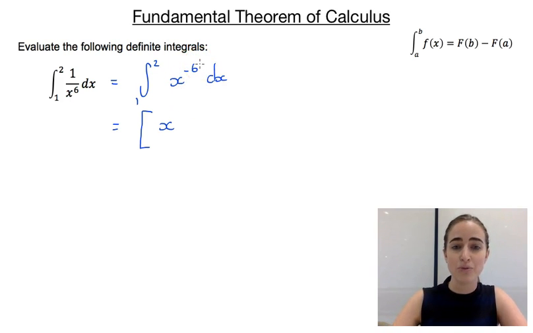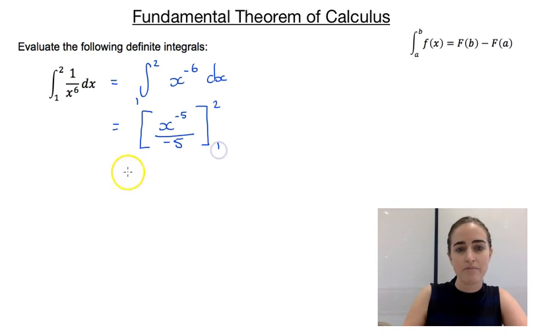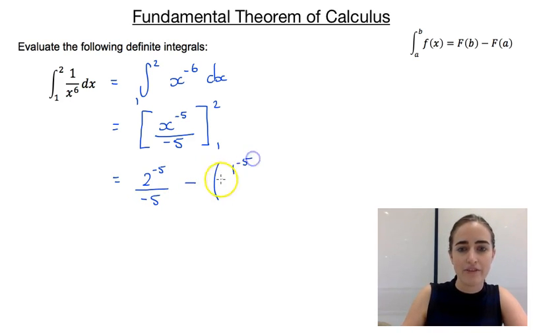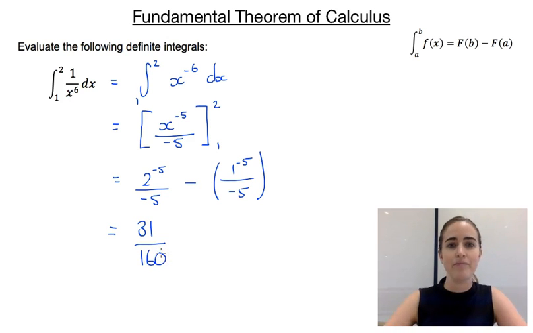And this is where a lot of people trip up, is that increasing minus 6 by 1 will take you to minus 5, not just minus 7. So we'll divide by minus 5 then. And we've got our bounds of 2 to 1. Then we can substitute in. So we'd have 2 to the power of minus 5 over minus 5 minus 1 to the power of minus 5 over minus 5. And if we pop that in the calculator, being really careful of all your negatives and your negative powers, you'd end up with 31 over 160.